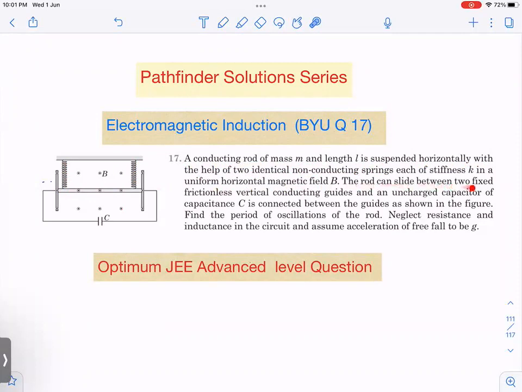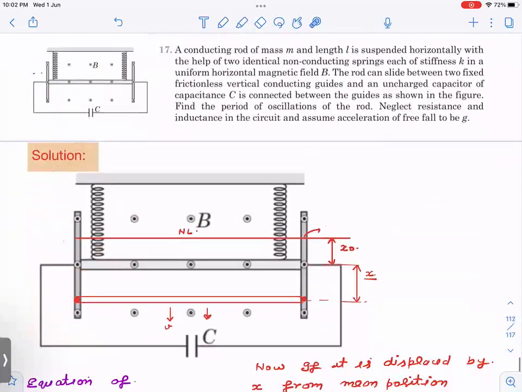The rod can slide between two fixed frictionless vertical conducting guides. So these two guides you are seeing right now. And an uncharged capacitor of capacitance C is connected between the guides. This is the capacitor, it is connected between the guides. Now we have to find the time period of oscillation of this. We have to neglect resistance as well as inductance of the system, right? So let us see how do we solve this. Free fall gravity is given as g.